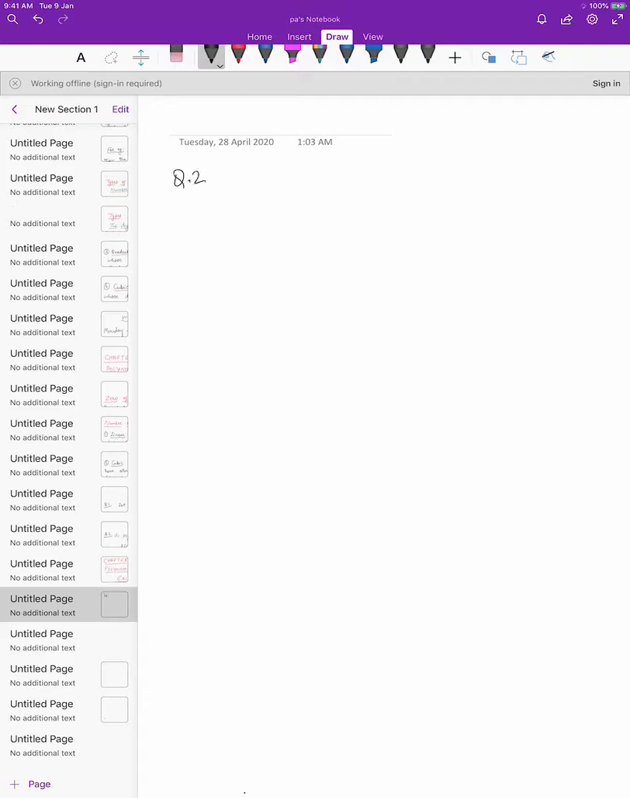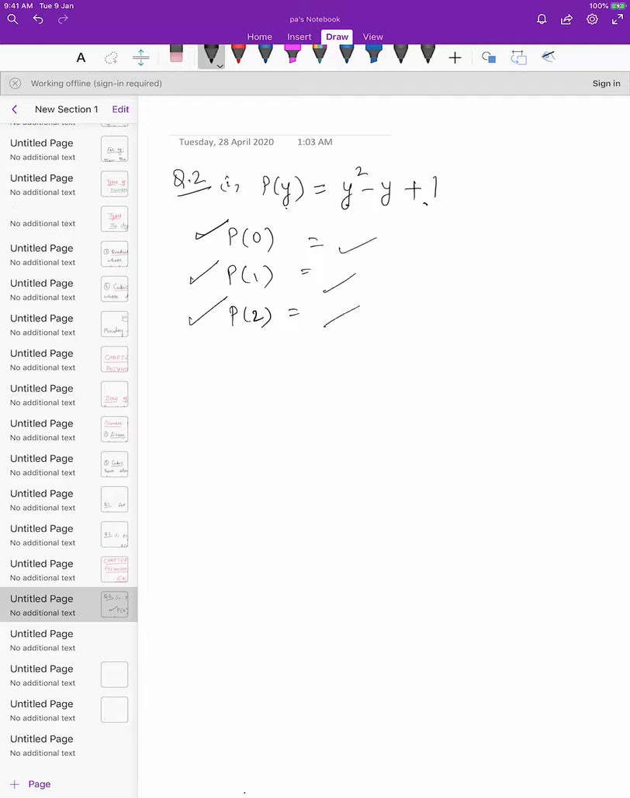Now look at the second question, that is, find p0, p1 and p2 for each of the following polynomials. They have already named the polynomials in this case. The first is named as p of y, which is equal to y square minus y plus 1. For each polynomial you have to find three values, p0, p1 and p2. I hope it is very clear what you have to do. You just have to replace y with 0 for the first part, with 1 for the second part, and with 2 for the third part, and you will get the three values.